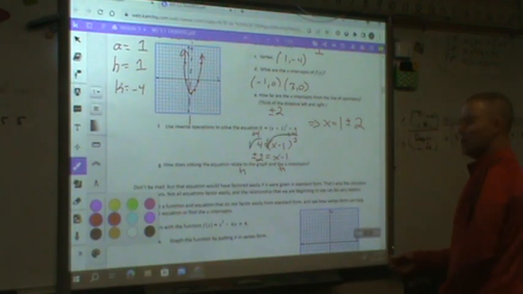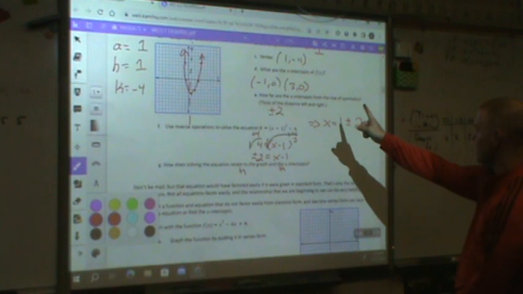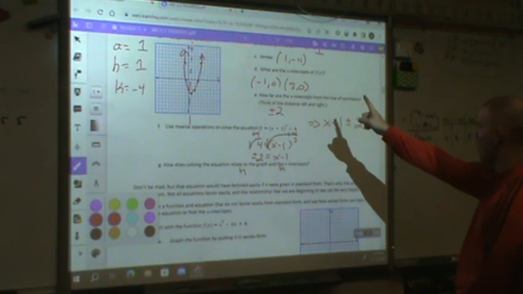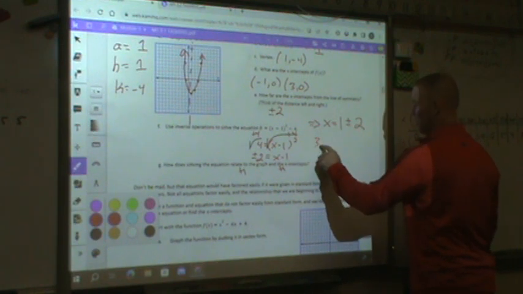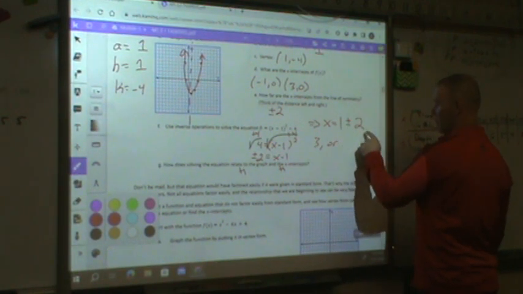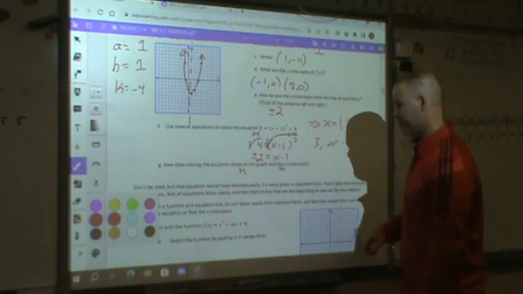What they want you to notice here is 1, here's my axis of symmetry. On the x-axis I can go plus 2 units to the right, or I can go minus 2 units to the left. And if I add, 2 plus 1 is 3. Or if I subtract, 1 minus 2 is -1. There's your x-intercepts. Make the connection.